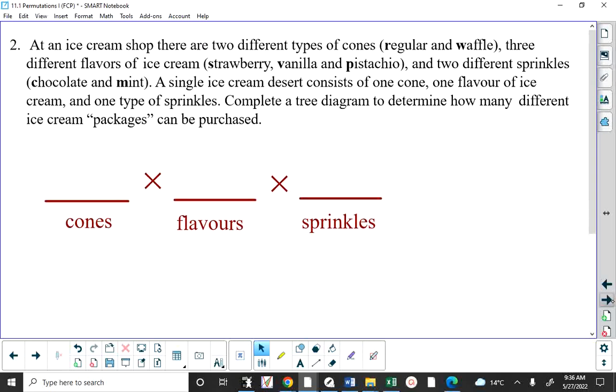How many cones did you have in this example in the warm-up? Well, there were 2 cones, there were 3 flavors of ice cream, and there were 2 sprinkles. What's 2 times 3 times 2? It's 12. Didn't we get 12 different ice creams? Are you with me on this? Okay.